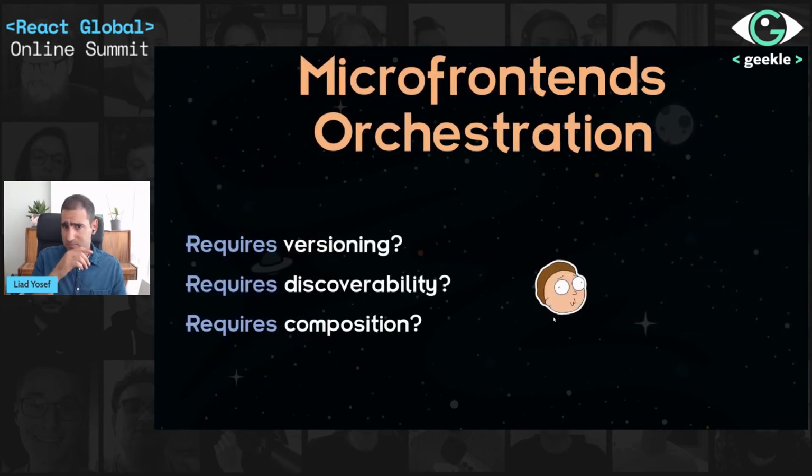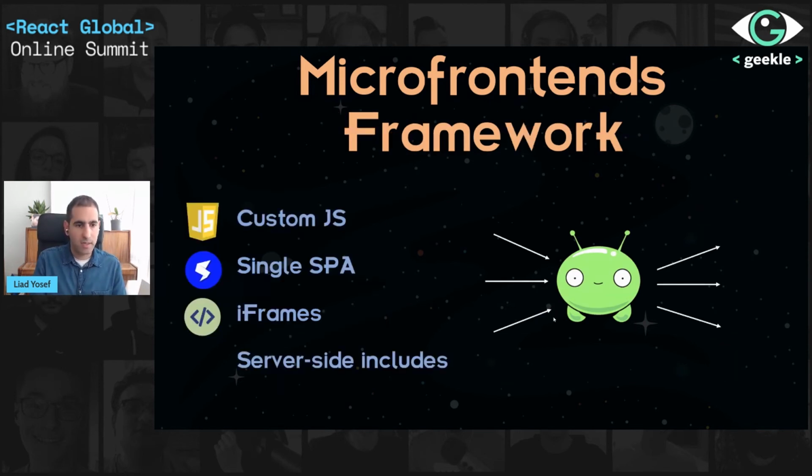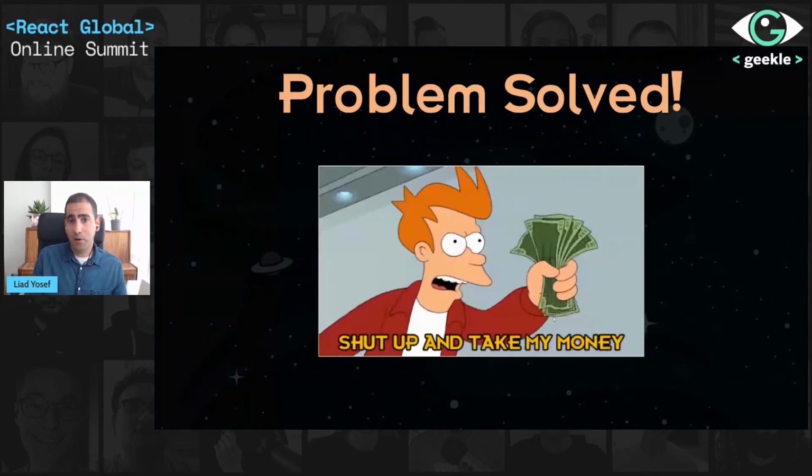And there are a lot of questions there. It requires versioning. For example, if I'm a micro frontend, which version am I using? It requires discoverability, composition, and we have frameworks that can do that, or we have solutions that can do that. You can use just custom JS code like we saw. You can use frameworks like Single SPA. Even iframes are a good solution for micro frontends, or server side includes. So basically problem solved, right?